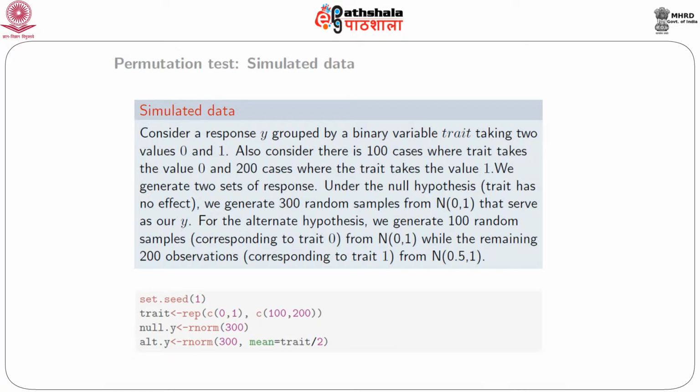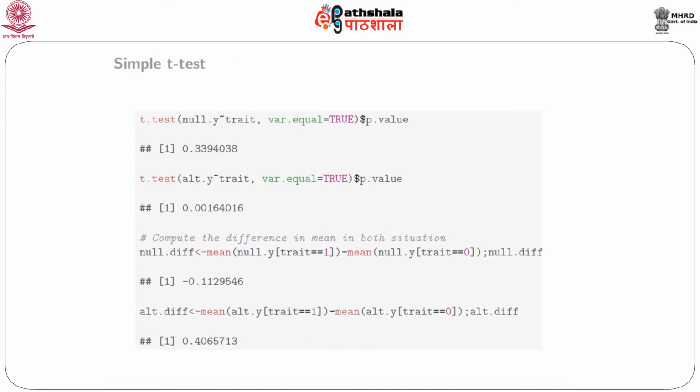So, for null.y trait has no effect and for alt.y trait has an effect, and we know we can test this using the conventional t test. So, if we use t.test of null.y explained by trait, with var.equal, because we know that the variances are equal, we see that the p value comes out to be 0.3394, which means that trait has no effect on null.y, while if we run the same test for alt.y, we get a p value of 0.00164, which means trait has an effect on y.